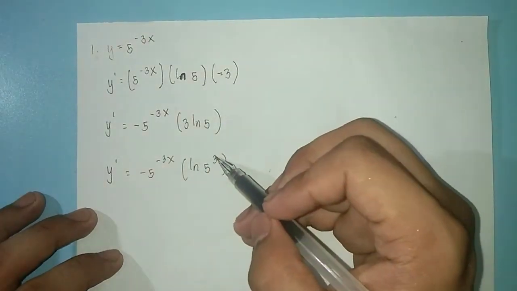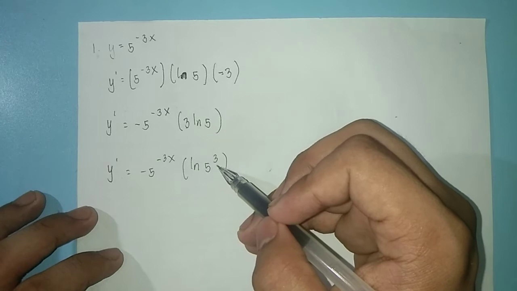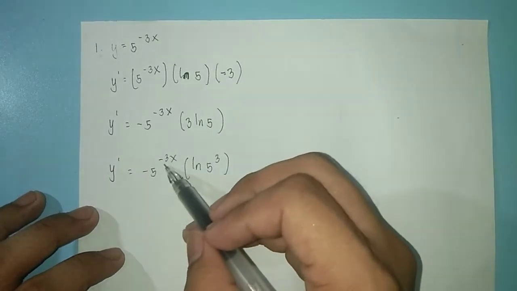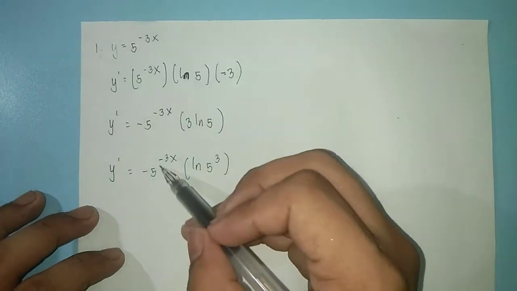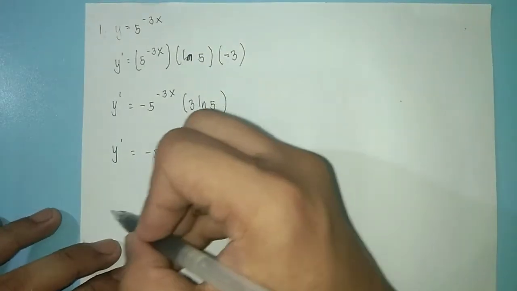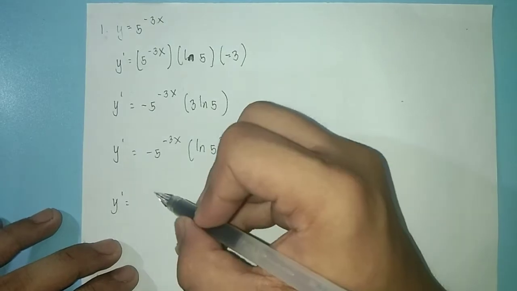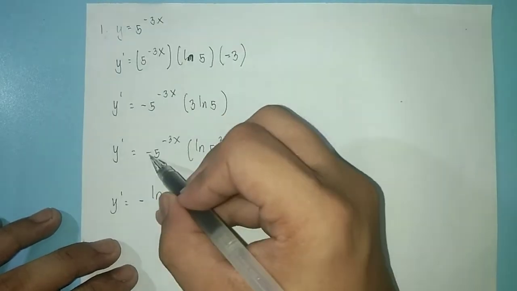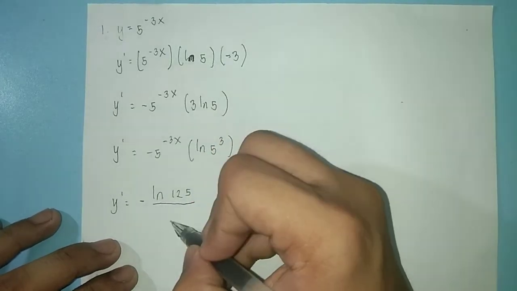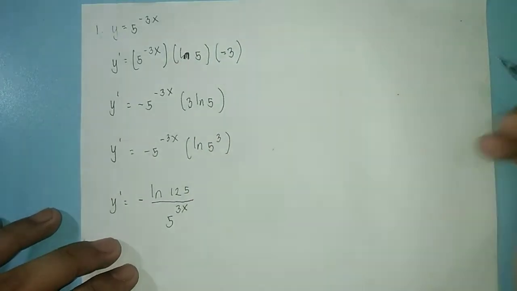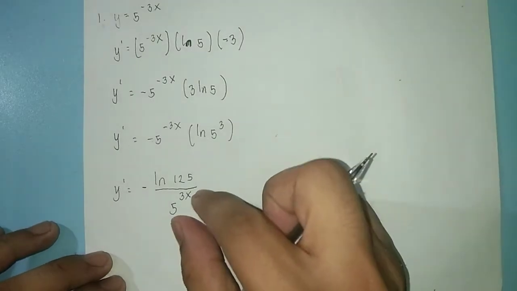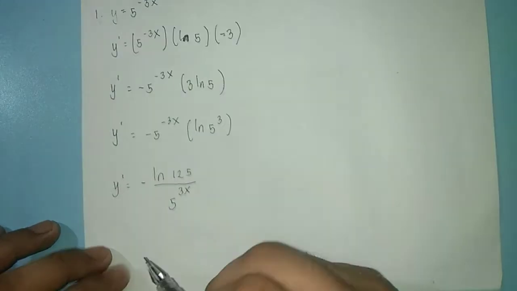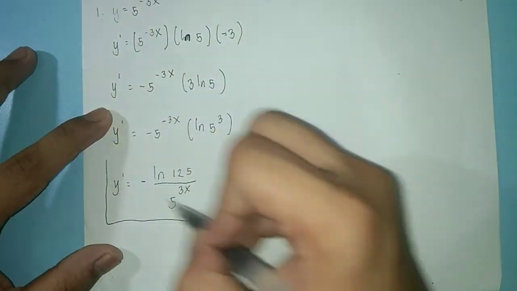Okay? And what is 5 raised to 3? That is 125. So, ln 125. Tapos, ito naman, yung 5 raised to negative 3x, ilalagay na natin sa denominator para yung negative magiging positive. So, yung final answer natin will be negative ln 125 over 5 raised to 3x. Okay? So, nawala yung negative exponent, tapos, nilagay na natin dito. So, sinimplify na natin to. So, ito yung derivative niya.